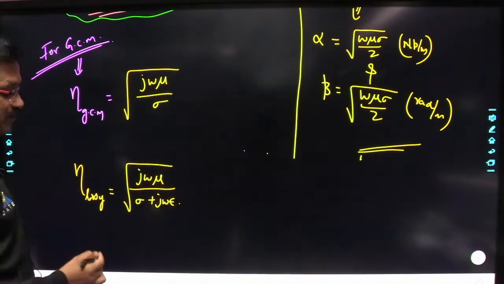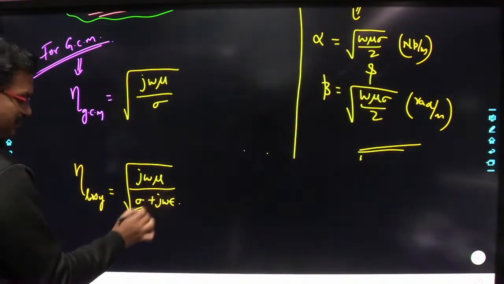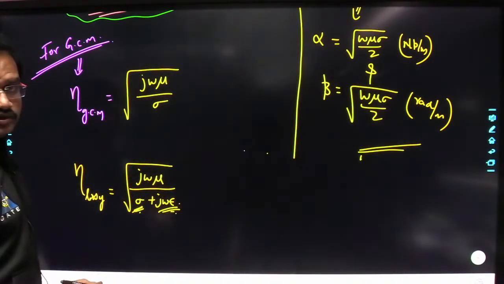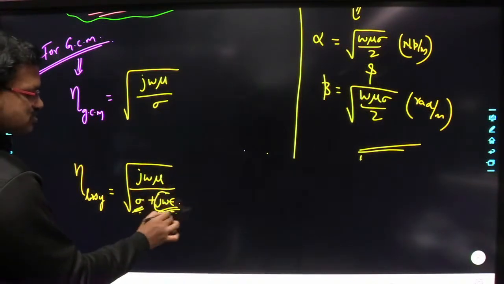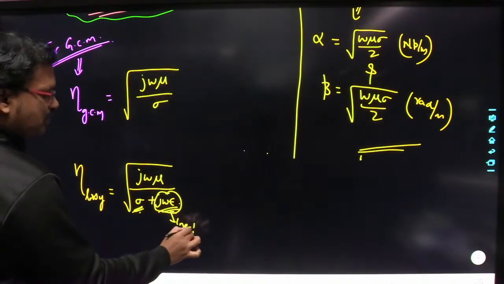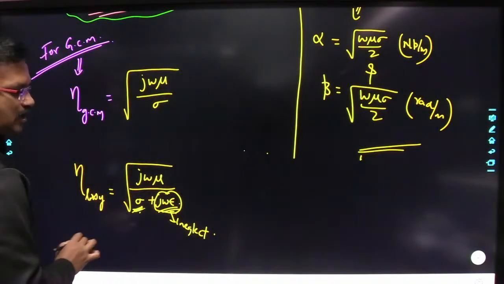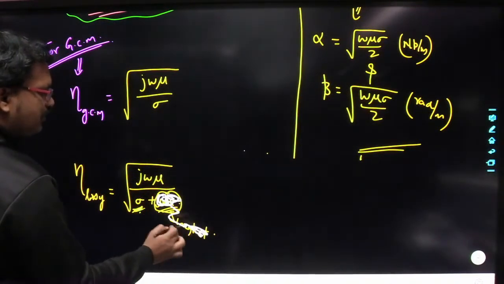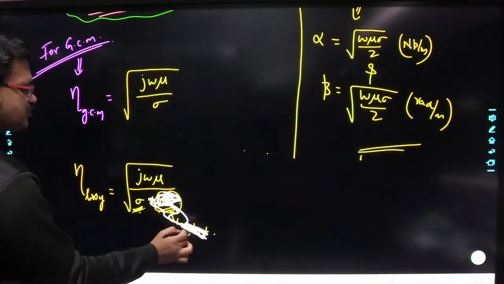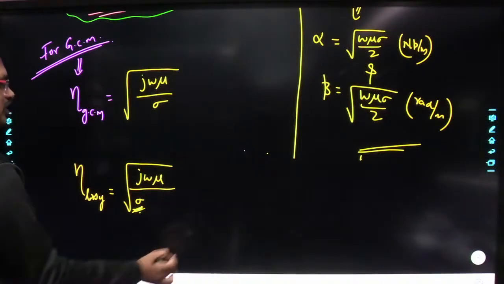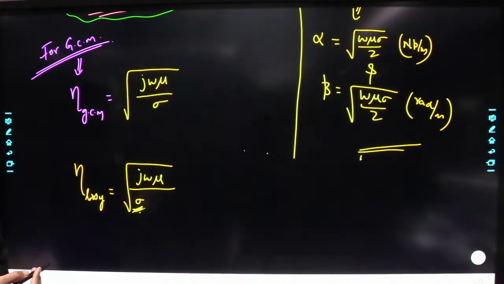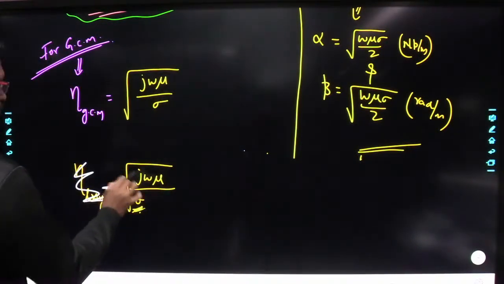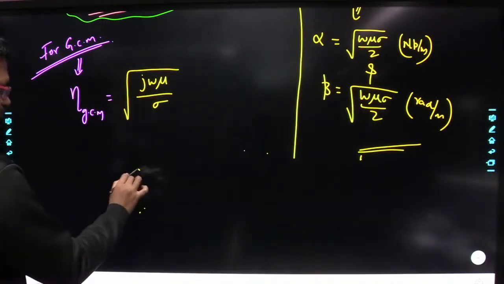In a good conducting medium, this sigma value will be very much larger than this omega epsilon value. Yes or no? So that means you can neglect this term when compared to sigma in the case of a good conducting medium. If you neglect this term, you are going to get the expression as the square root of j omega mu by sigma. So this is the expression for the good conducting medium.